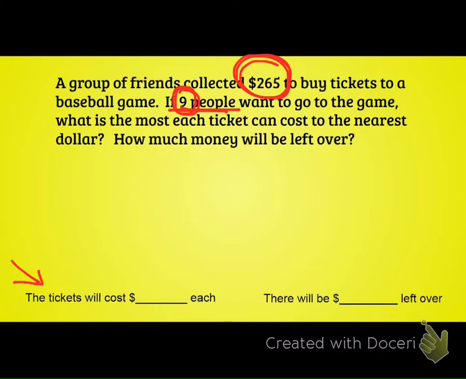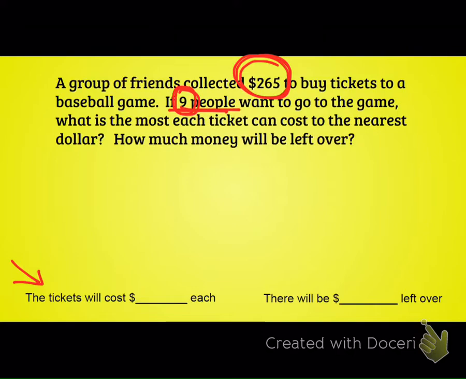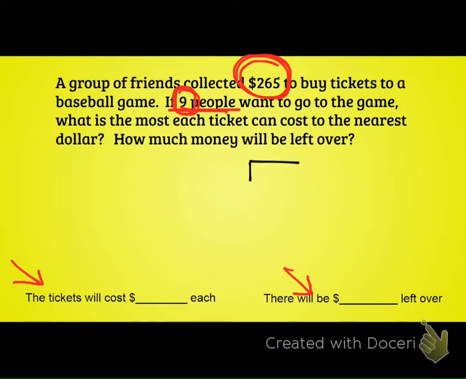So these are our questions here that we're going to look at. The tickets, how much is each one of them going to cost? And how much money is going to be left over when we get done. So let's go ahead and set this problem up. So, I think we're going to put that down a little bit. There we go. So we're going to set this division, make the house. Inside the house is the amount of money that they have saved.